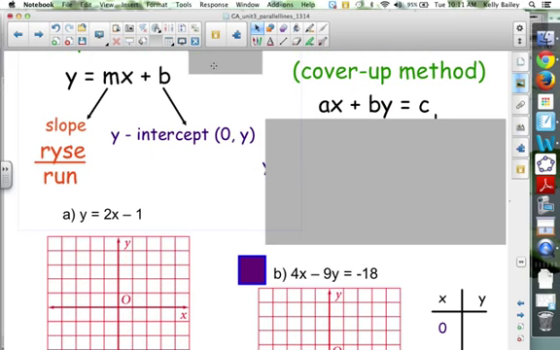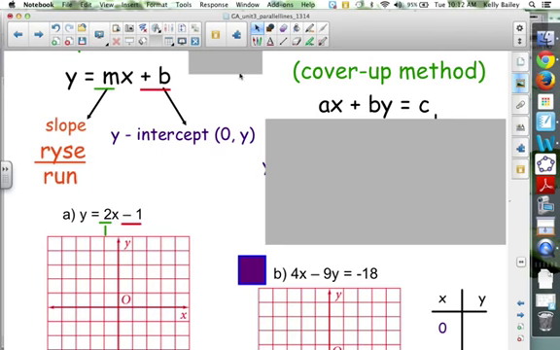When you start your graph, find the similarities between the equation and your equation that you have to graph. The -1 is in the same position as the b, so that's going to be your y-intercept. The m here is in the same position as the 2, which is going to be your slope, and we need it as a fraction, so 2 over 1.